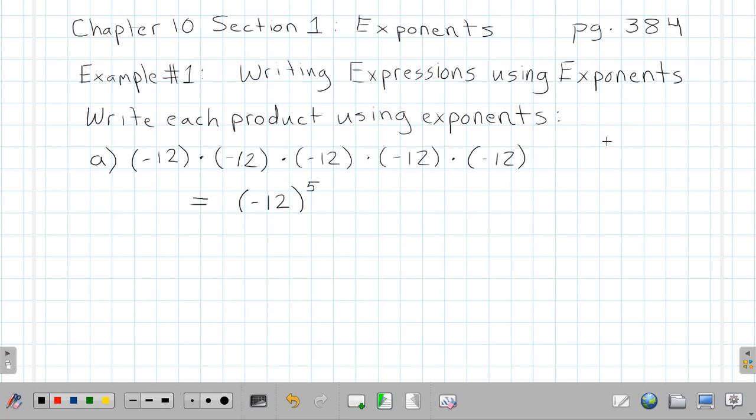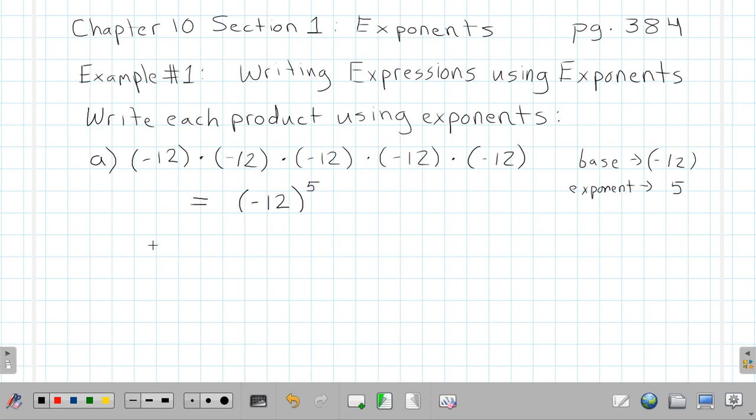Okay, so just so we're clear about that, the base is negative 12 and the exponent is 5. Once again, that's because negative 12 is the number that repeats, and it repeats 5 times. So it's there 1, 2, 3, 4, 5 times. And that's really all there is to it when you're writing expressions using exponents.